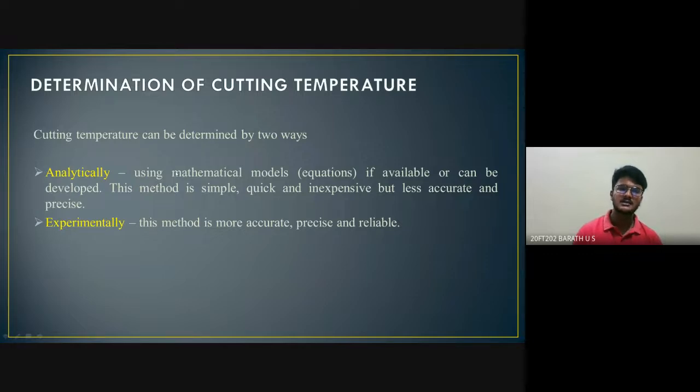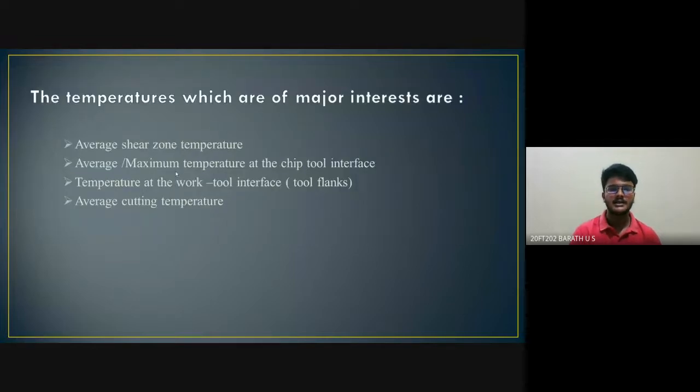In the experimental method, a lot of heat is created between the workpiece and the tool. There are different methods used to calculate the cutting temperatures. The temperatures of major interest are the average shear zone temperature, and the average and maximum temperature at the chip tool interface.